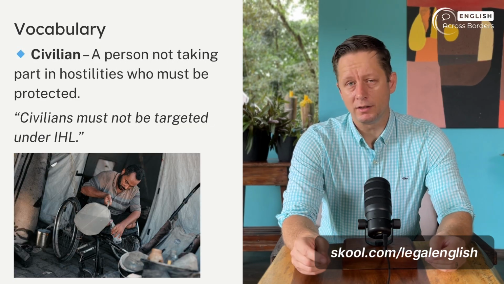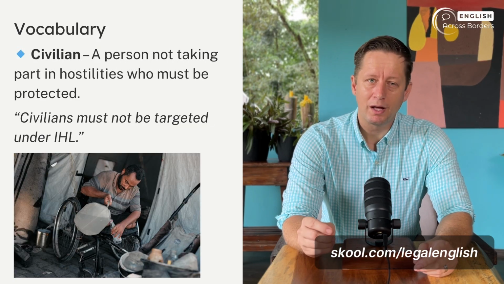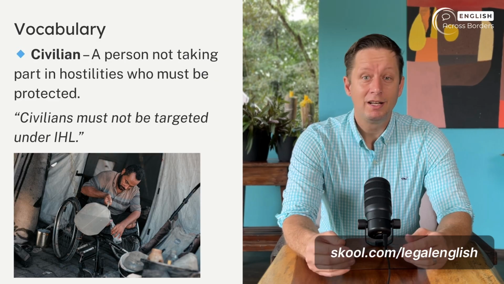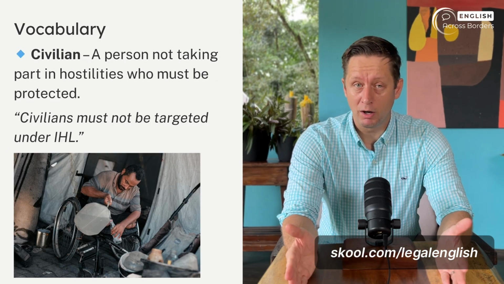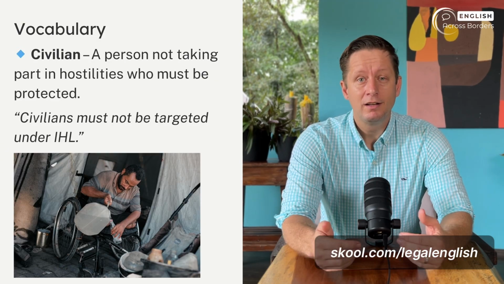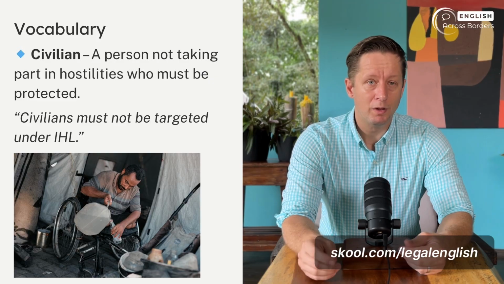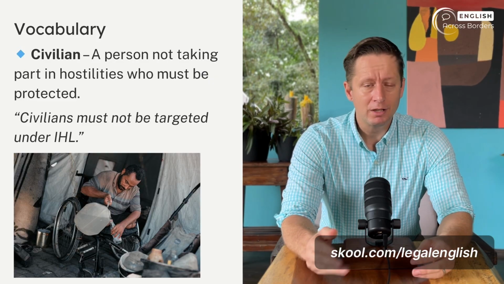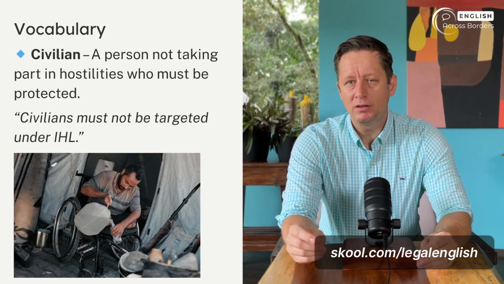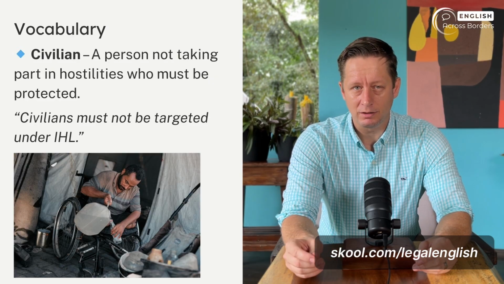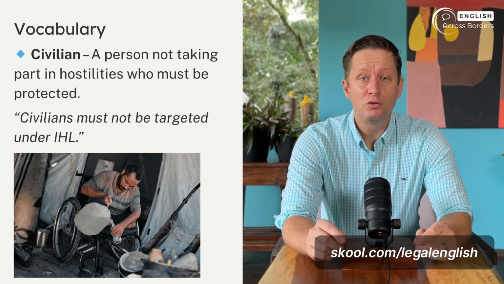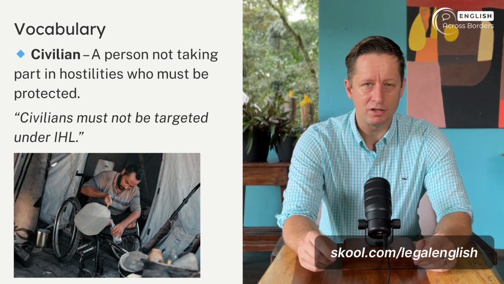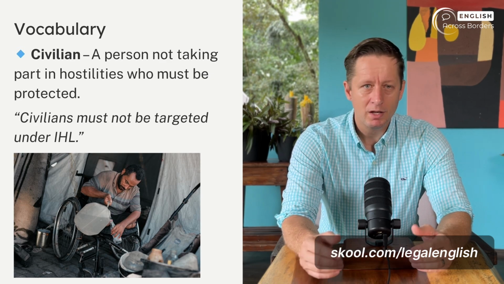A civilian is anyone who is not part of the armed forces and who is not directly taking part in hostilities. Civilians are the main group that IHL is designed to protect. For example, civilians must not be targeted under IHL. This simple rule is one of the most important foundations of humanitarian law.